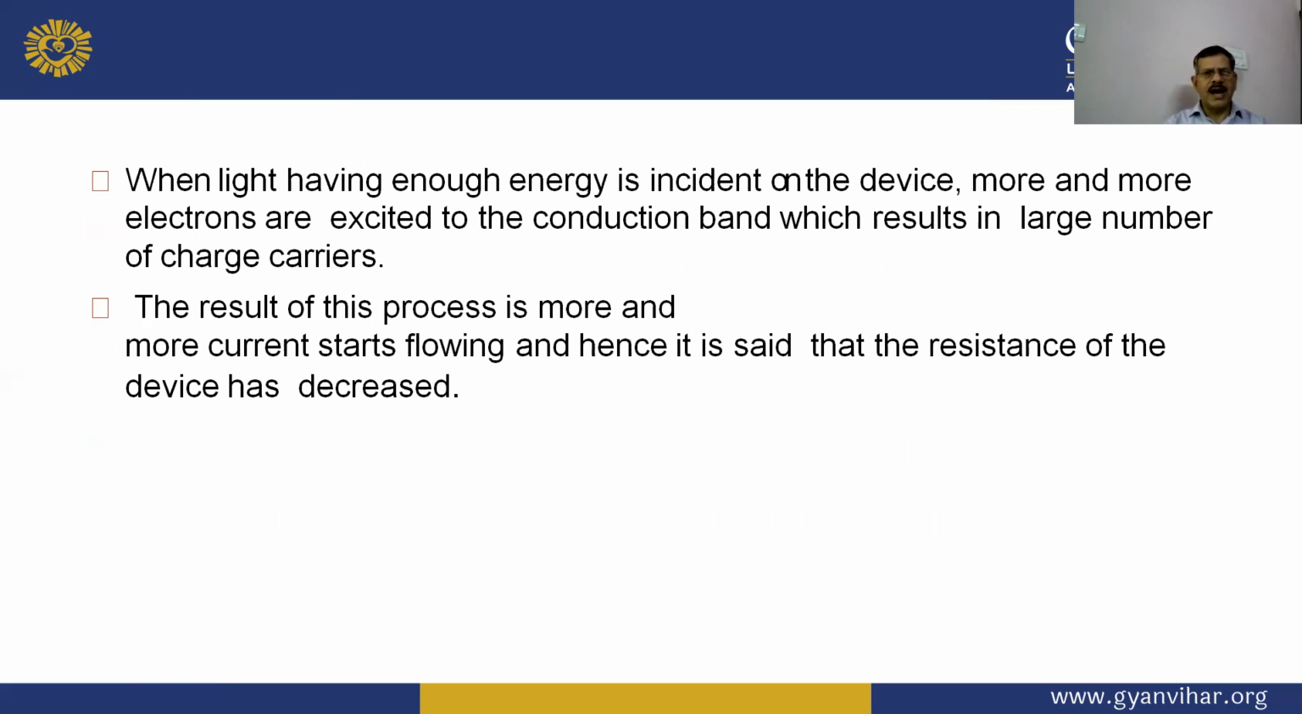And when light having enough energy is incident on the device, more and more electrons are excited to the conduction band, which results in a large number of charge carriers, and these are the majority charge carriers. The result of this process is that more and more current starts to flow, and hence it is said that the resistance of the device has decreased.